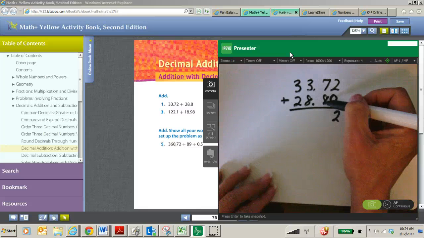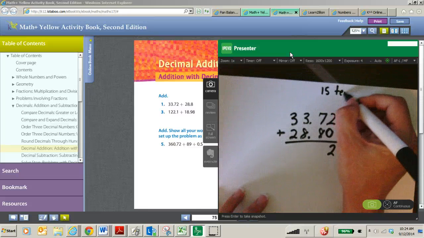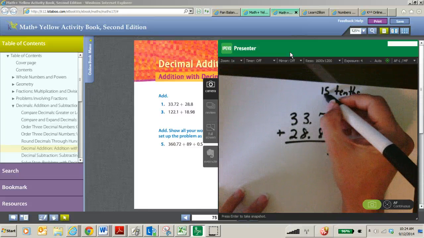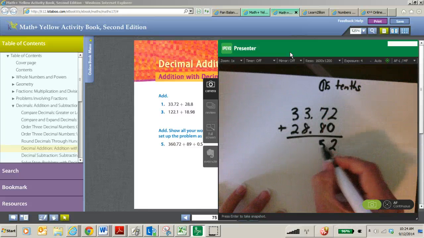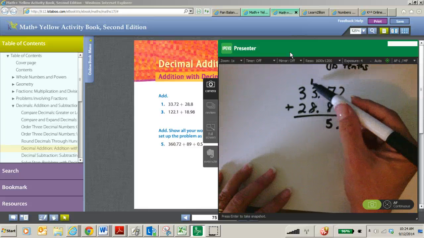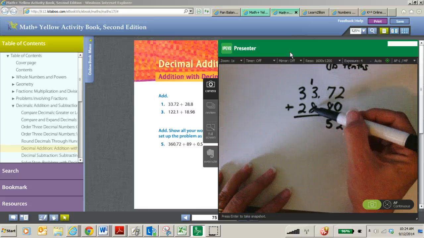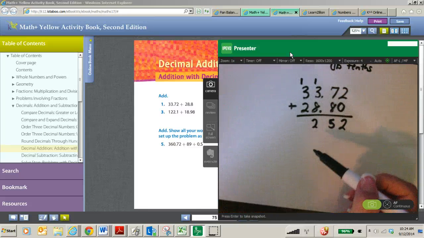Well, that would be 15 tenths. I know that I can regroup. If I have 15 tenths, that means I have a whole and 5 tenths. So I can bring that whole over here, and now I can add again. I have 4 plus 8 would be 12. I have 12 ones. That would be 2 ones, and I'd take that extra 10 and move it over here.